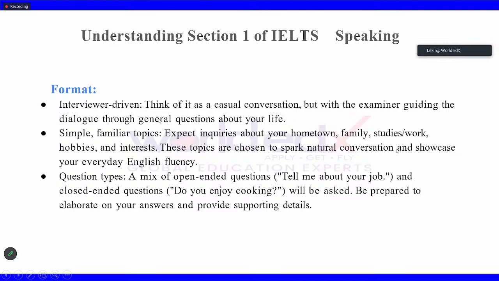That is it. You will come across similar and familiar topics. Expect inquiries about your hometown, your family, studies, work. What are your hobbies, your interests? These topics are chosen to spark natural conversation and showcase your everyday English fluency. Question types: a mix of open-ended questions like tell me about your job, and close-ended questions like do you enjoy cooking will be asked. Be prepared to elaborate on your answer and provide supporting details.